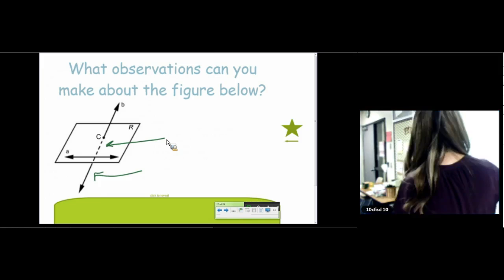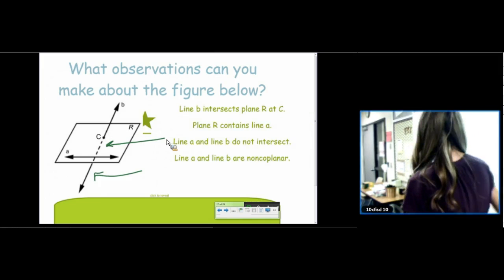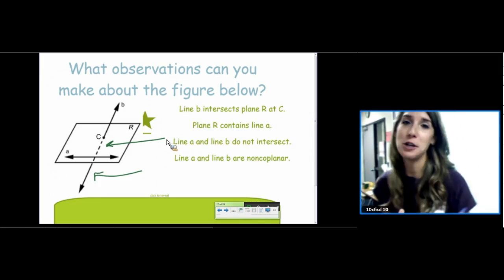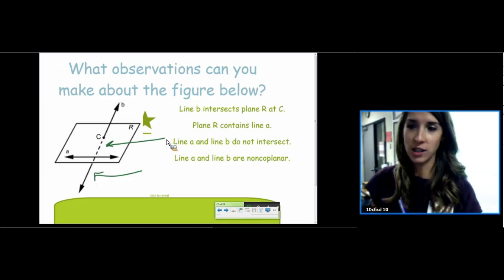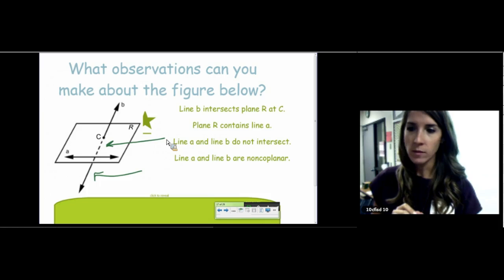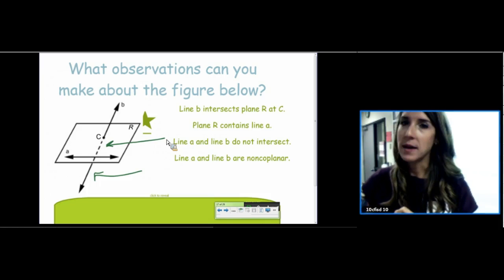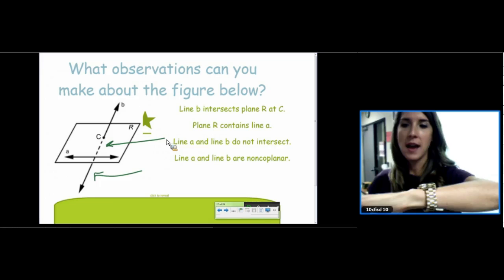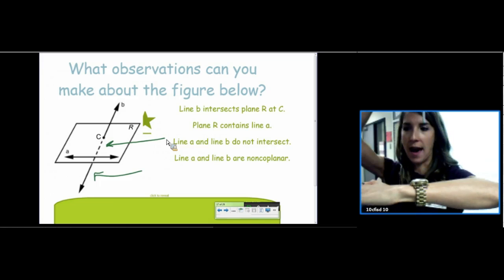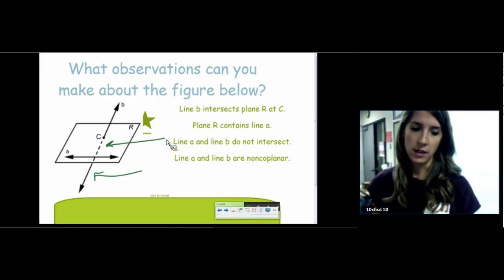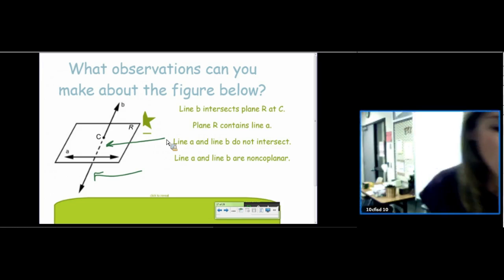Okay? And we're just getting used to this. So if these things are not coming to you right away, that's okay. We're just learning it. So here are some observations that you could have made. Line A and B will never meet. One is going this way in the front and one is going this way in the back, and they will never meet. So they are what we call skew lines.